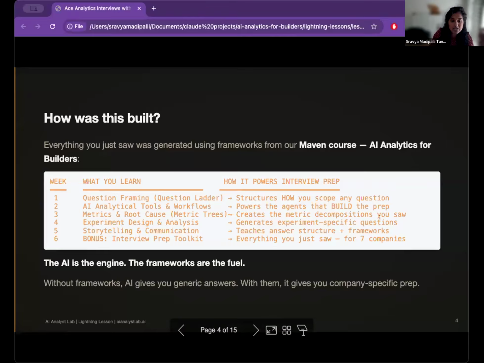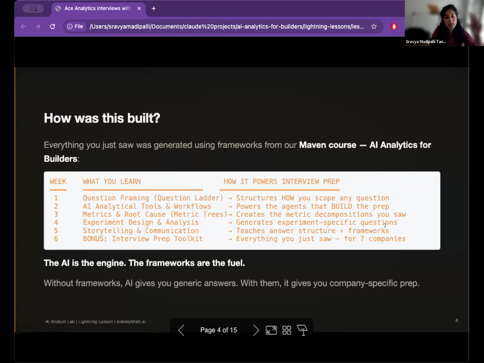And then it creates the metric decompositions based on the right way of doing the metric tree. So we talk about metric trees and metric root cause. It uses that information to create this for your interview prep, and then generates experiment-specific questions, because we have a big experiment design and analysis section in the course. And then it teaches how to structure and frame your answers.